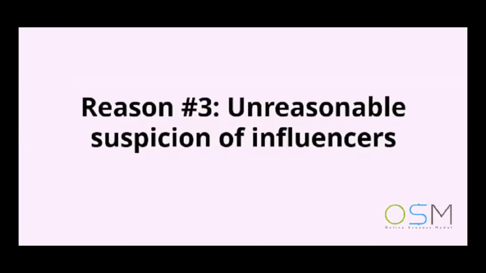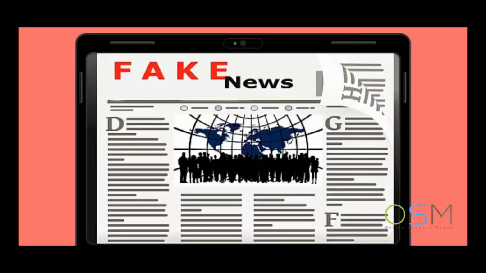Reason number 3, unreasonable suspicion of influencers. Now, influencer marketing is really big on Instagram. Basically, this is where you take someone that is already internet famous and leverage their fame and popularity by getting them to mention you or give you a shout out. The problem is, there's a lot of fake influencers out there. But not only are the accounts fake, so are their followers. It's all a software illusion.